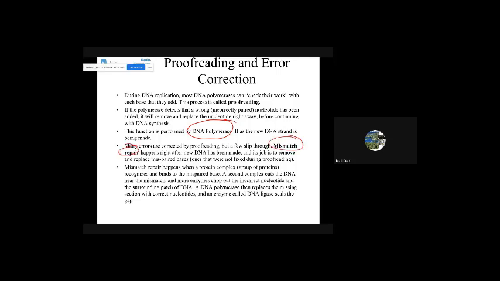There's also another type of proofreading called mismatch repair. This happens right after the new DNA has been made, and in this process, the mismatched base pairs are removed and the correct pairs are put back in. And again, I wouldn't focus too much on the details of this process. For right now, I would just know that during replication, there is some proofreading and some error correction that takes place during the process to prevent mutations from being passed on.